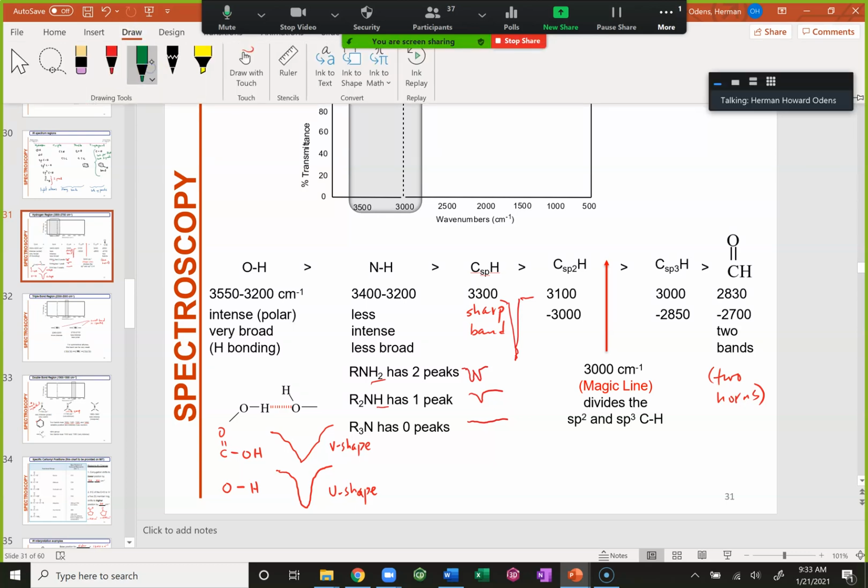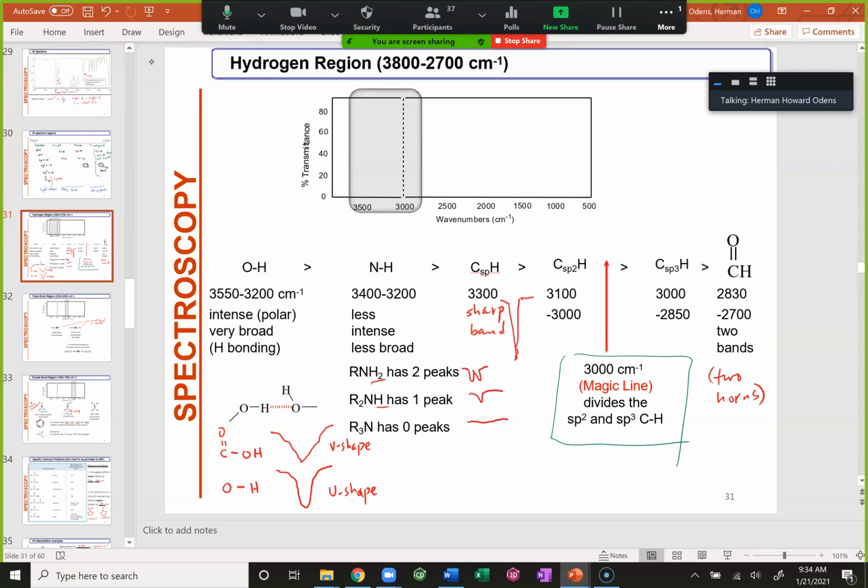And then we had something very cool, very important. Right at 3000, the sp2 CHs share the limits with the sp3 CHs. And this line here at 3000, I call it the magic line. And usually when I start an infrared identification, that's the first thing I trace. I trace a line right at 3000, and you'll see how I do it. I'm going to teach you how to do it.